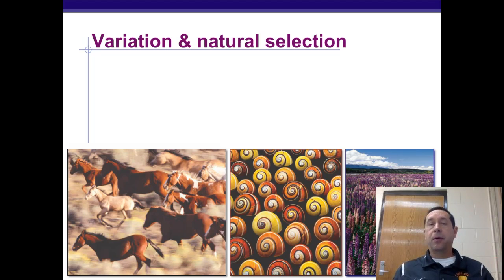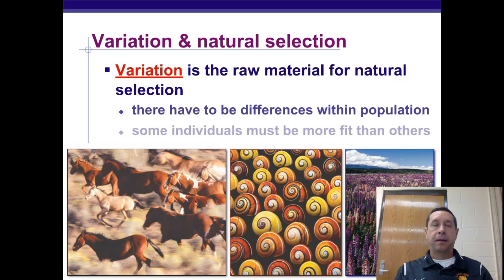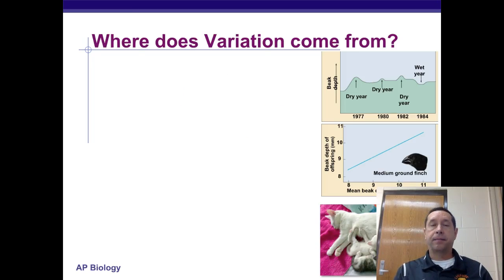So one thing that's really important. In order for natural selection to work, there has to be variation in the population. If every individual in the population is the same, there's nothing for nature to select. So variation is the raw material upon which natural selection acts. Not only does it have to be variation, but that variation has to create differential survival and differential reproductive success, or some individuals must be more fit than others in that environment.